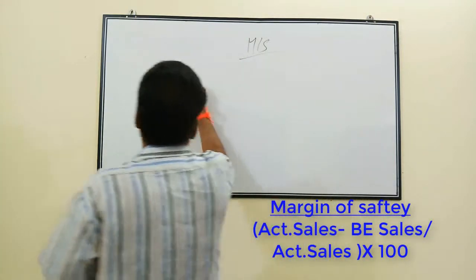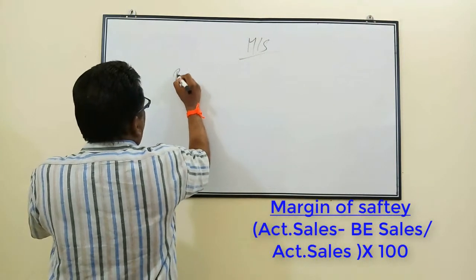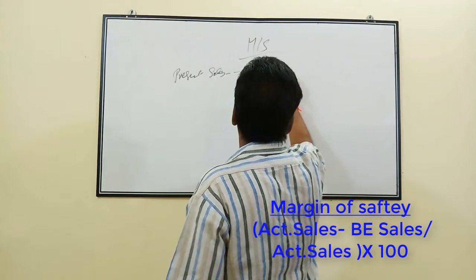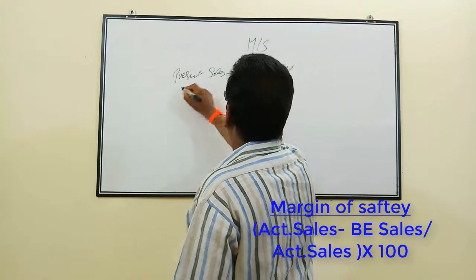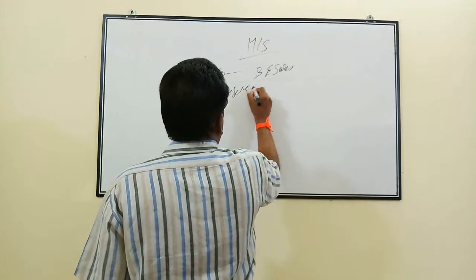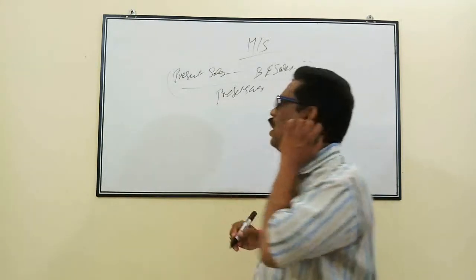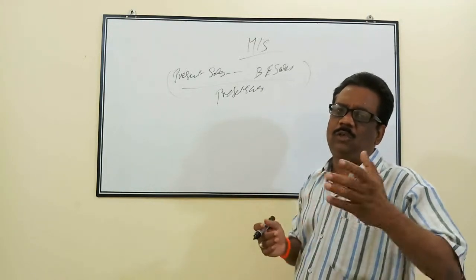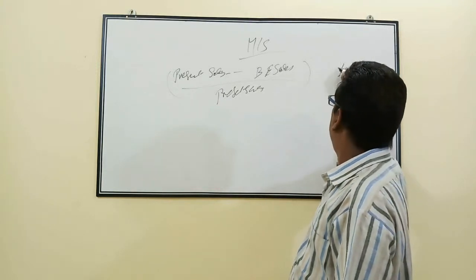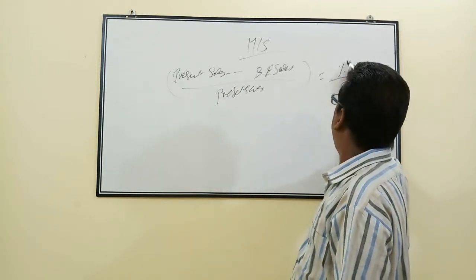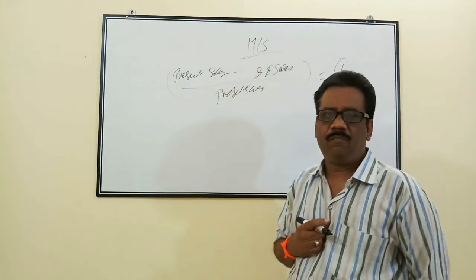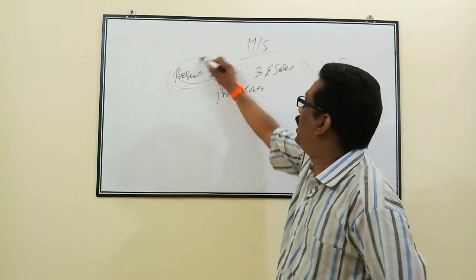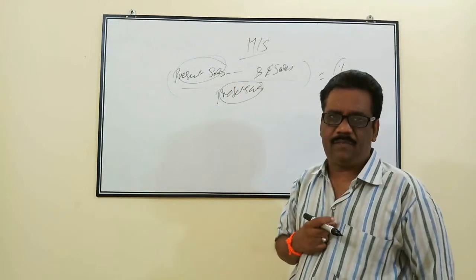At any level of sales volume, the expected or present sales minus break-even sales, by present sales. In another word, the difference between present sales and break-even sales as a proportion to the present sales gives the margin of safety. To derive the margin of safety, one should know the present sales or a particular point of sales.